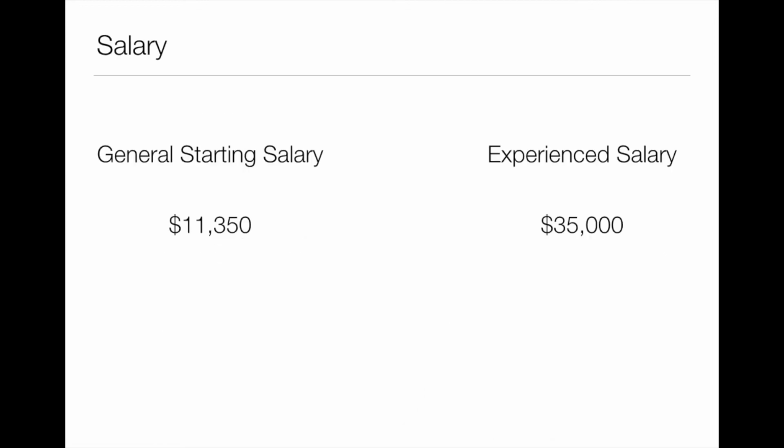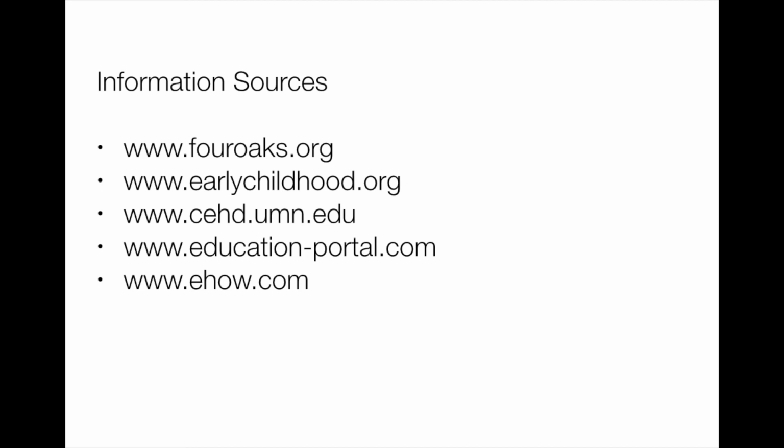The general starting salary is somewhere around $11,350. That's the general range where I was able to find. The experienced salary is somewhere between $30,000 and $35,000. And here are my information sources. These are the main websites that I used to gain some information on this career.